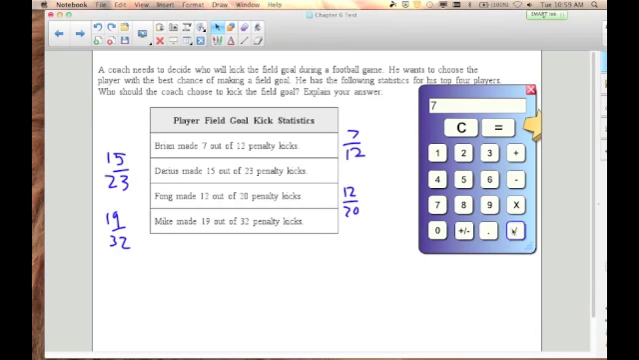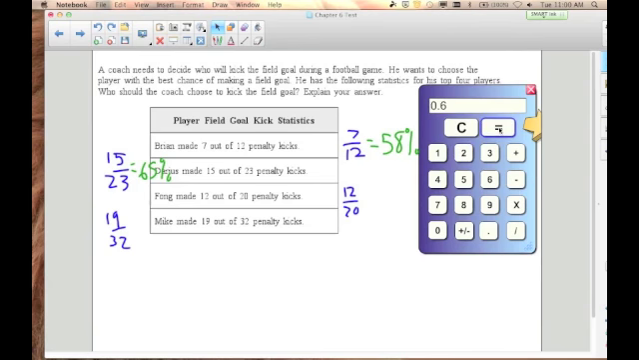Then I'm going to take my calculator, which you are allowed to use on the test, and I'm taking the top number divided by the bottom number. I'm multiplying it by 100, and then I'm rounding it to the nearest whole number. And we find that Brian made 58% of his penalty kicks. Darius made about 65% of his penalty kicks.